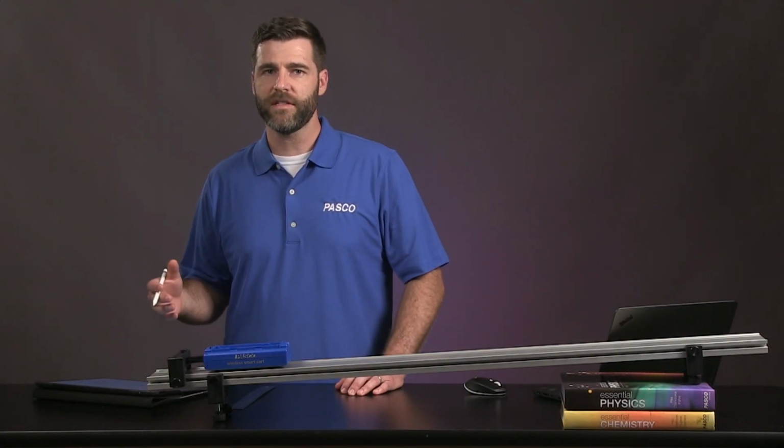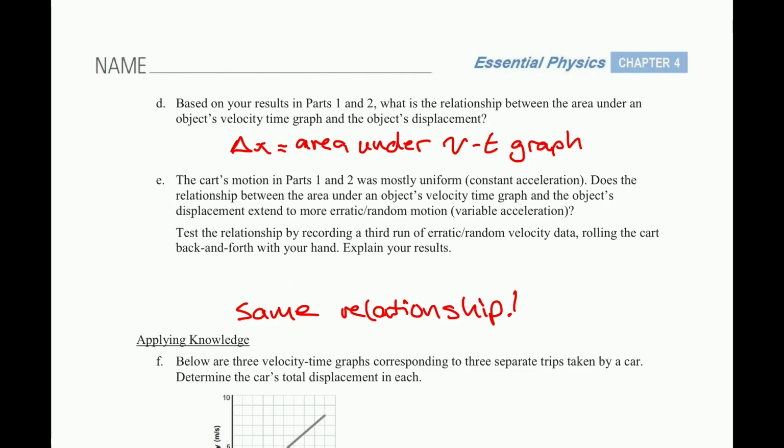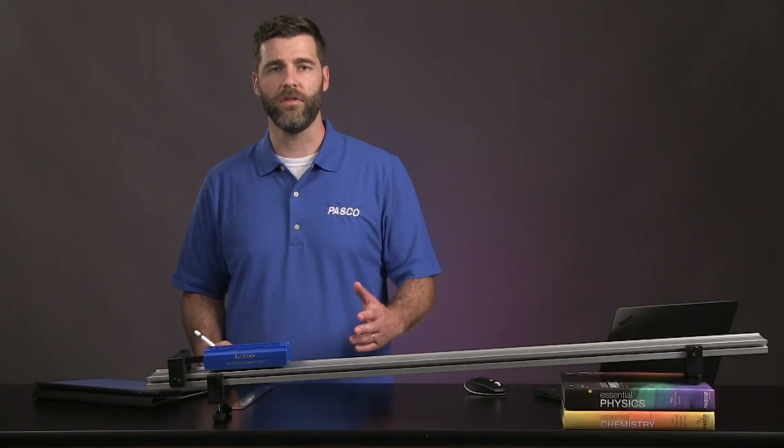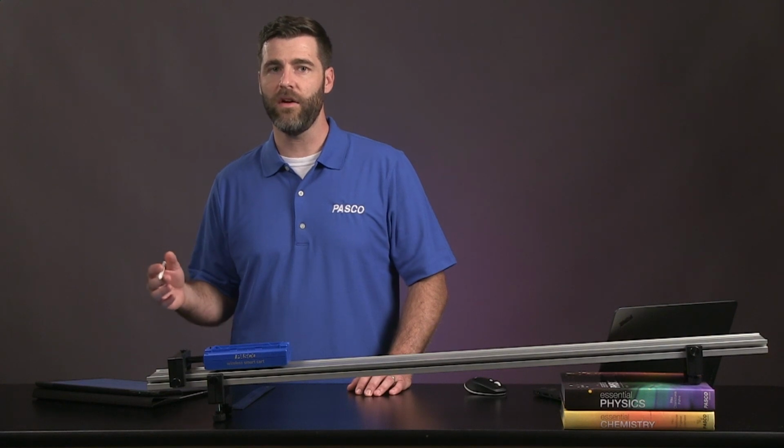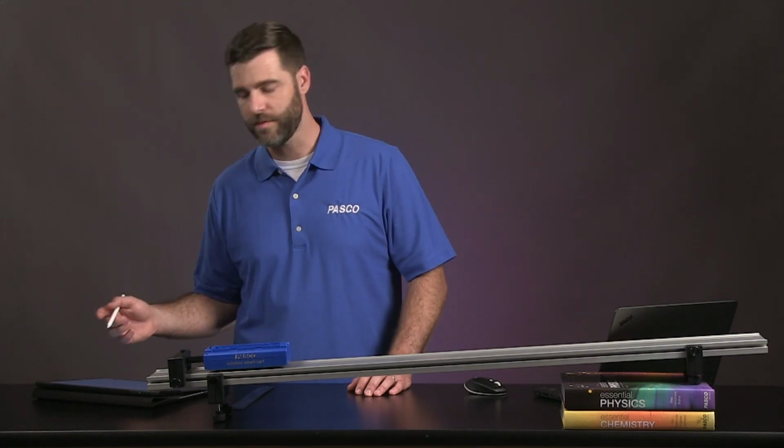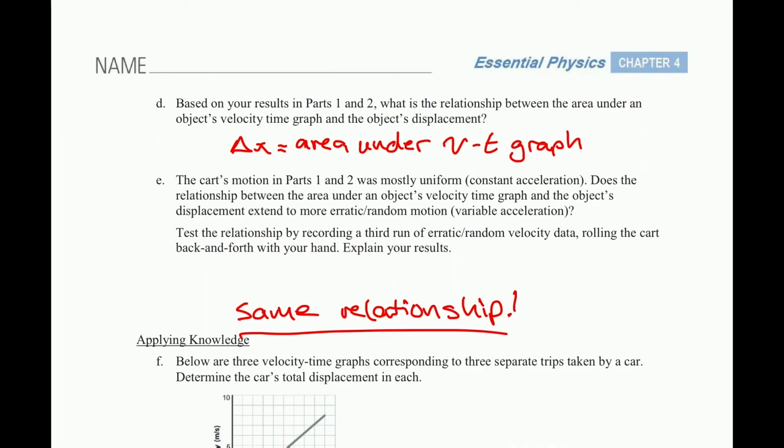At the very end of the investigation, students are asked to explore whether the same relationship exists when the motion is non-uniform. Students should follow the same procedure as in parts 1 and 2, except this time use their hand to roll the cart up and down the track in a non-uniform way. Students will find that the same relationship exists between the area under the velocity time curve and the cart's displacement, even if the motion is non-uniform.